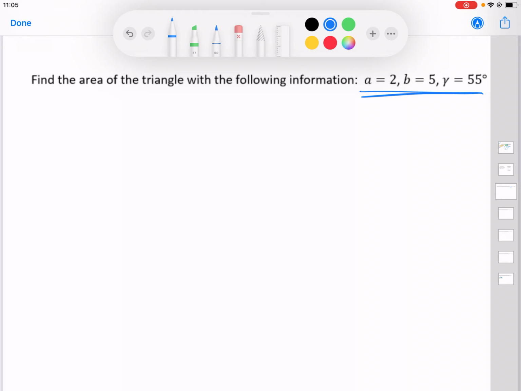So gamma would be between sides A and B, because it's across from side C. So this is the side angle side. And the way side angle side works is you just do a half. You multiply it by the two side lengths that are given to you, so 2 times 5. And then you multiply that by sine of the angle between the two.